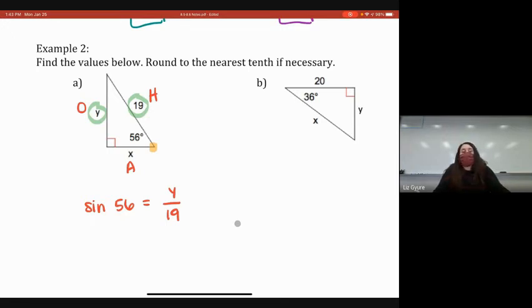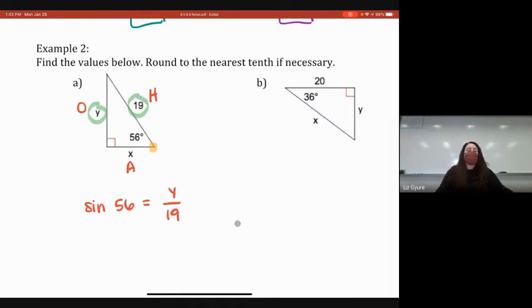So that's my sine of my angle equals the opposite over the hypotenuse. And now I just solve the equation. Think of it like a proportion. In our proportions, wouldn't we just cross multiply? Here you can't, the sine 56 is by itself, but think of it as being over 1.